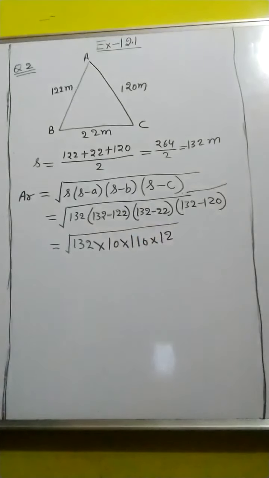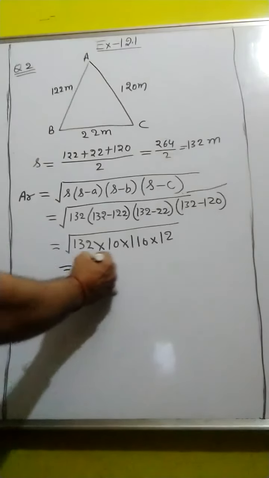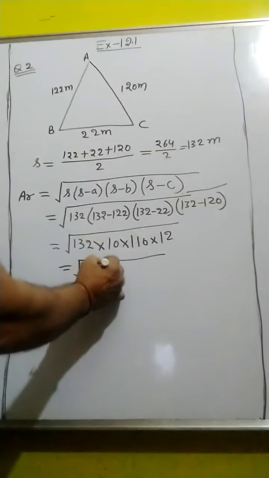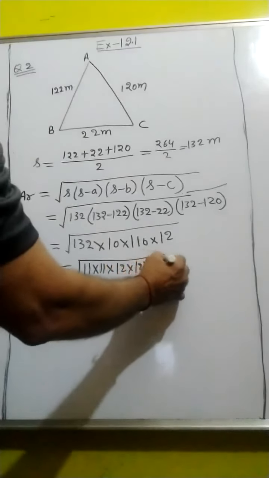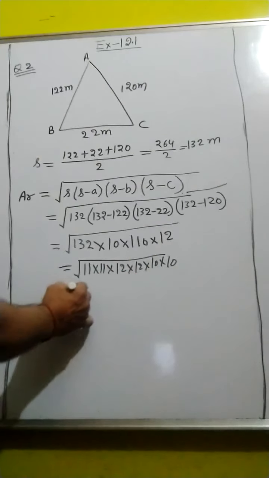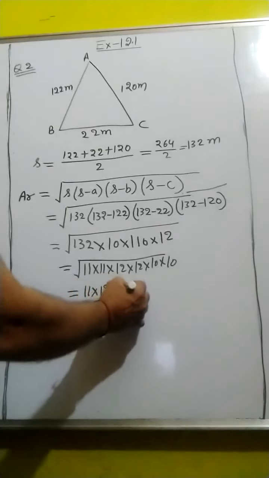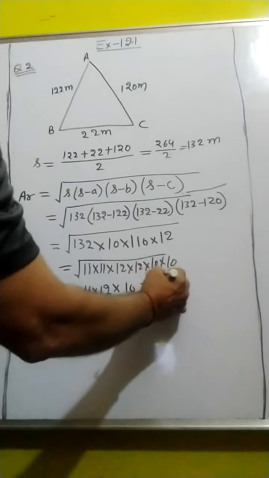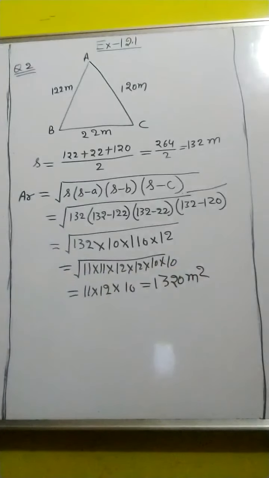Now to find the under root, if we form pairs of the factors, the factors will be 11 into 11 into 12 into 12 into 10 into 10. So the square root of this value will be 11 into 12 into 10, that is 1320 meter square. This is the area of the advertisement wall.